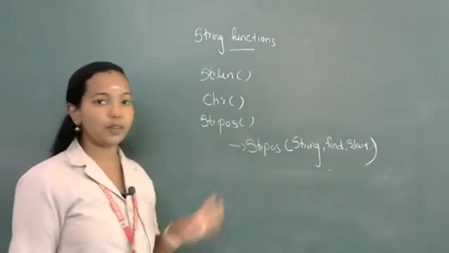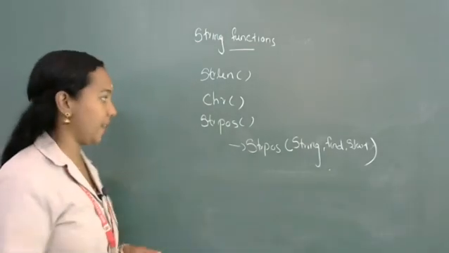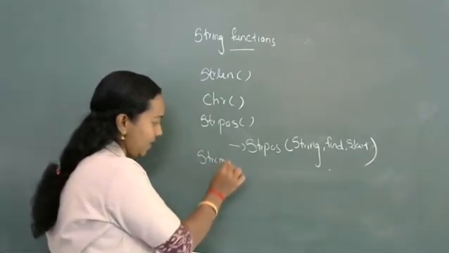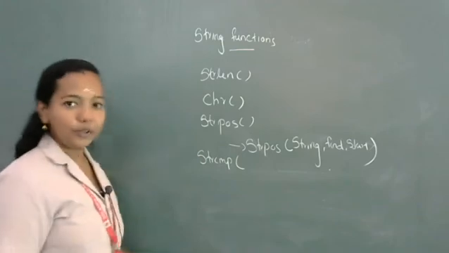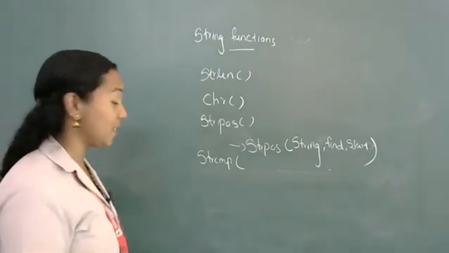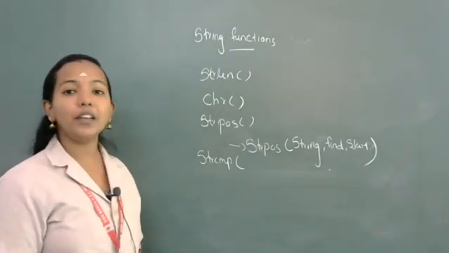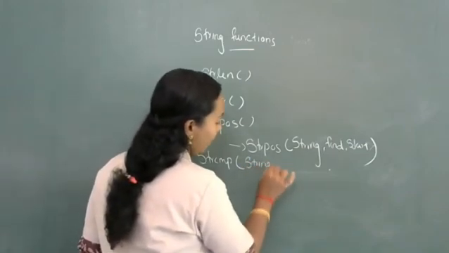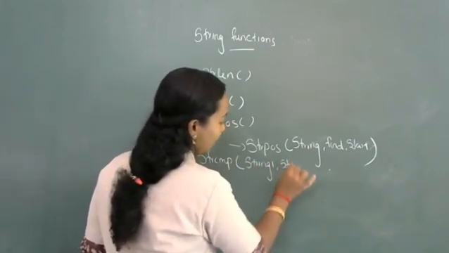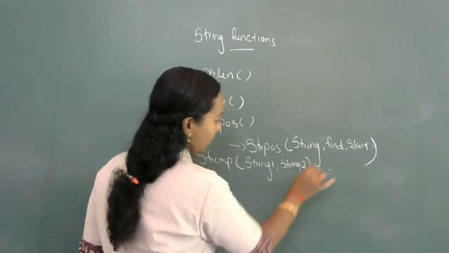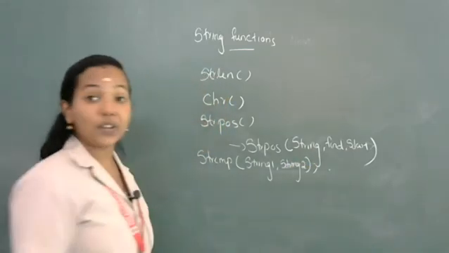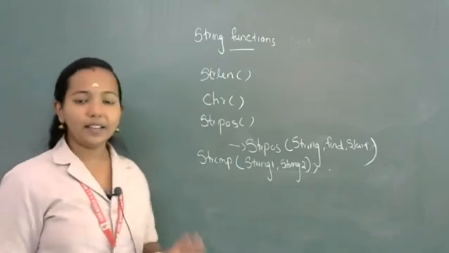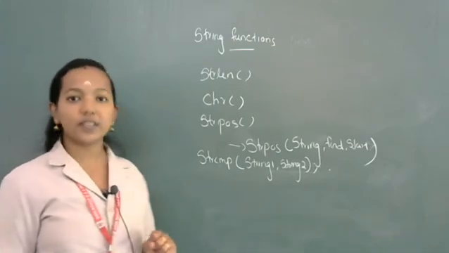For that we are using the strpos function. Then another function is strcmp. You know what is strcmp? This is used for comparing two strings: strcmp(string1, string2). We are comparing string 1 with string 2. Okay, clear? So these are the commonly used string functions.